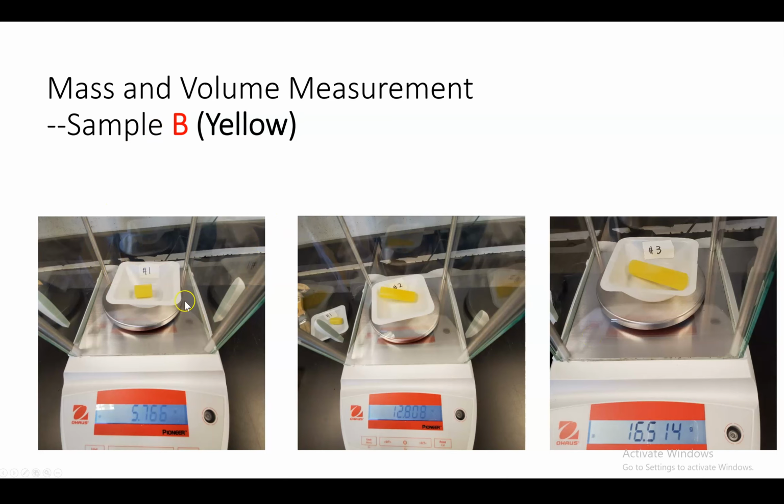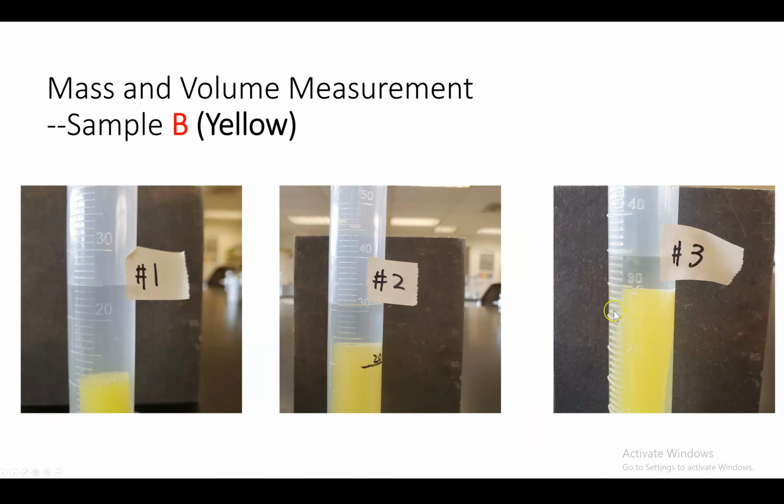And if you were to have sample B, then these are the data for sample B, the mass of different objects in sample B. And these are the volumes of the objects. And again, please remember that the instruction tells us to first fill up the volume to 20.0 milliliters and then add in the object.